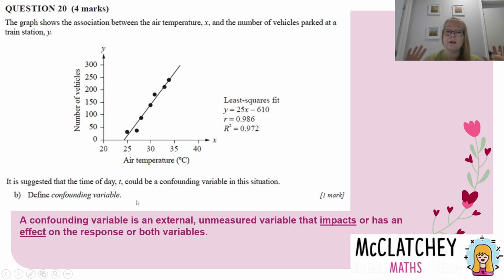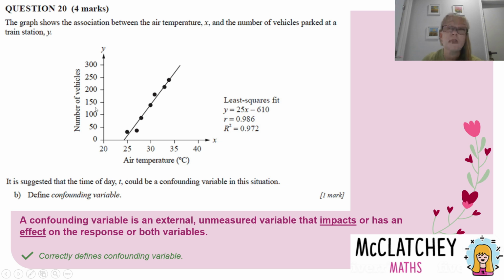So the definition of a confounding variable is an external, unmeasured variable, so it's something that sits outside the scatter plot, and it impacts or has an effect on either just the response variable or even both variables. Now, to get this mark, I had to correctly define confounding variable. Now, this is a textbook style one. Obviously, if the markers were marking this, they'd probably see tens of thousands of completely different answers, and I'm sure that what they were probably looking for is this key part here, impacts or has an effect on either the response variable or on both.